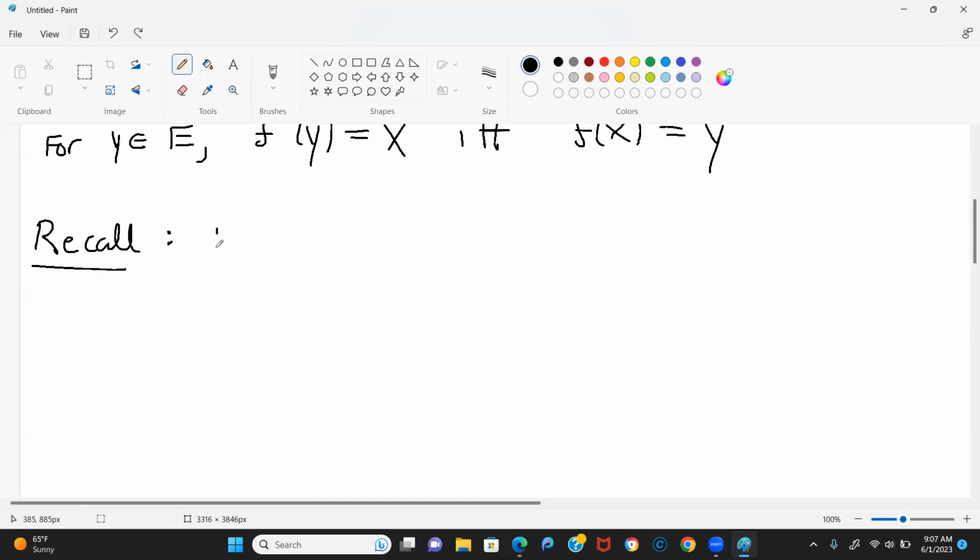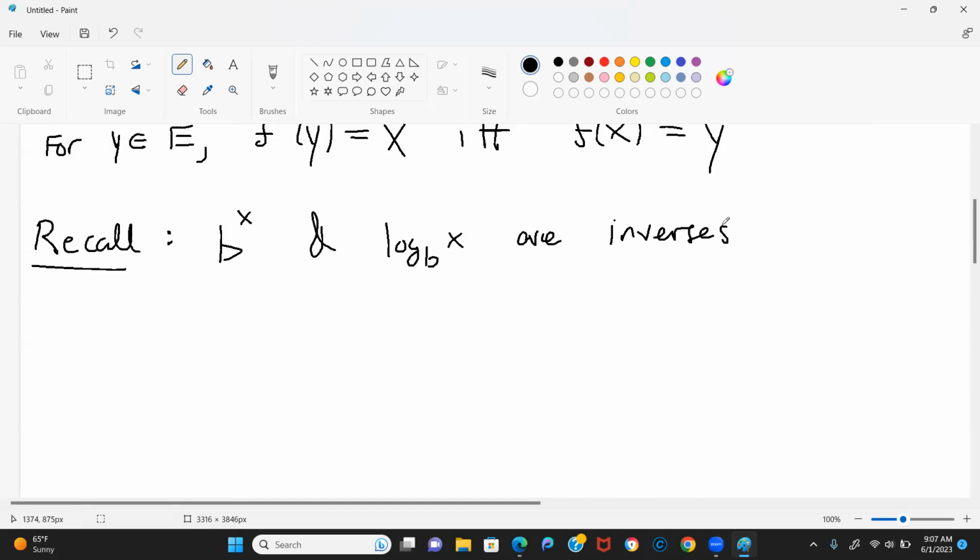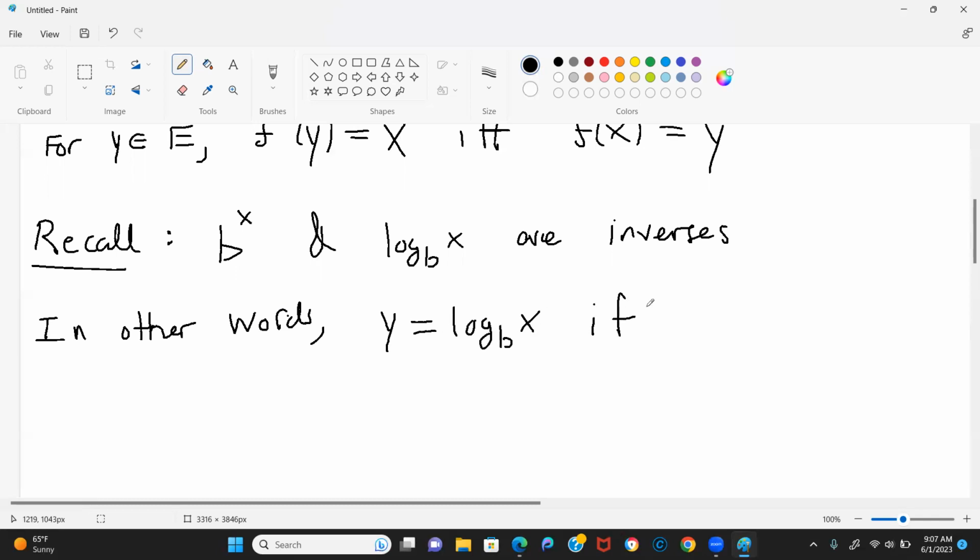Let's just recall that b to the x and log base b of x are inverses of each other in the above sense. In other words, if you say y is equal to log base b of x, that's the case if and only if b to the y is equal to x.